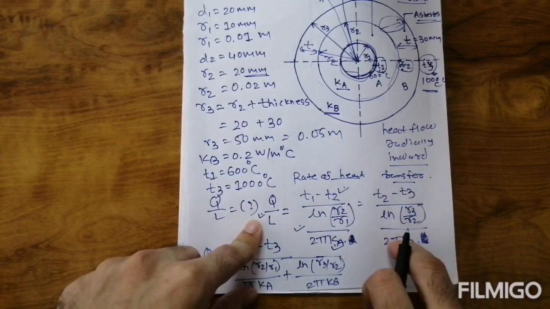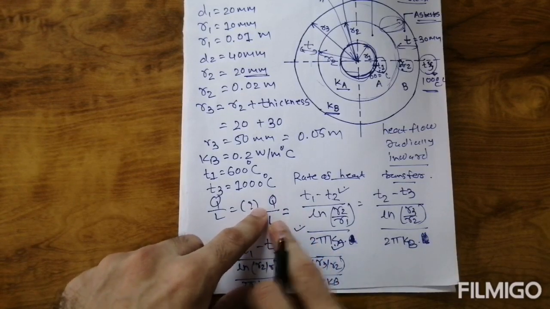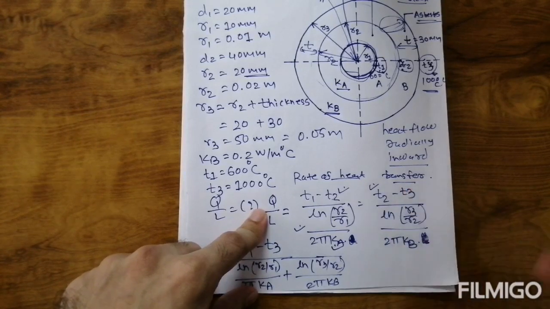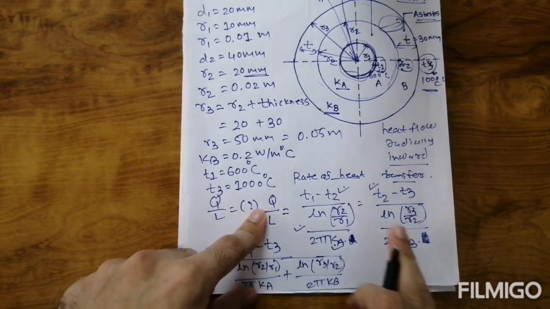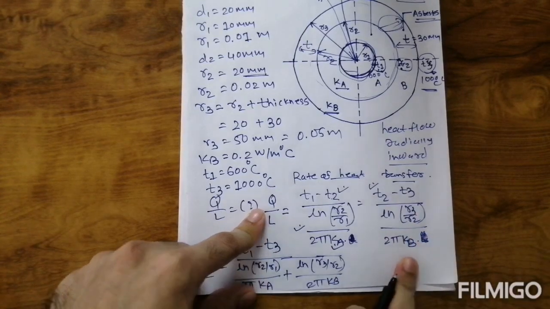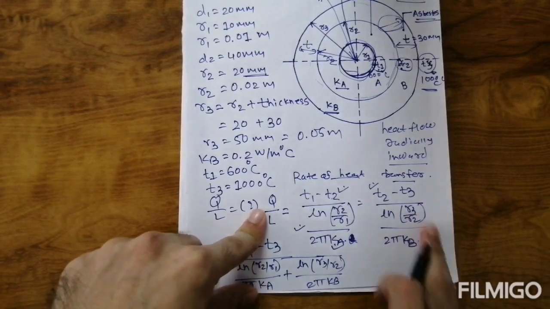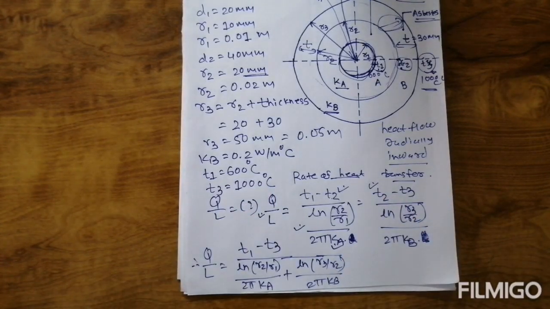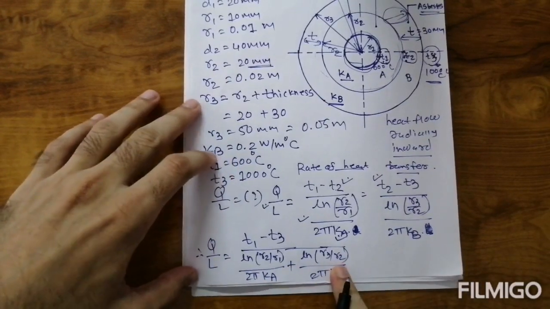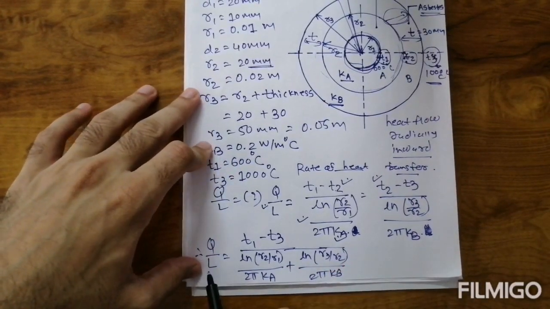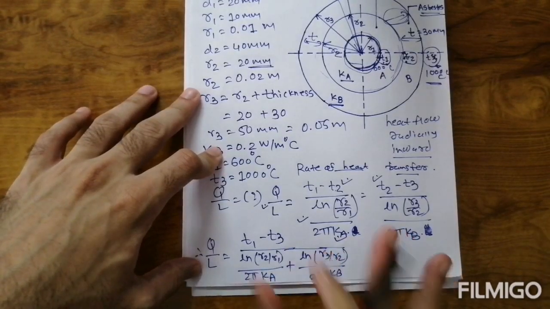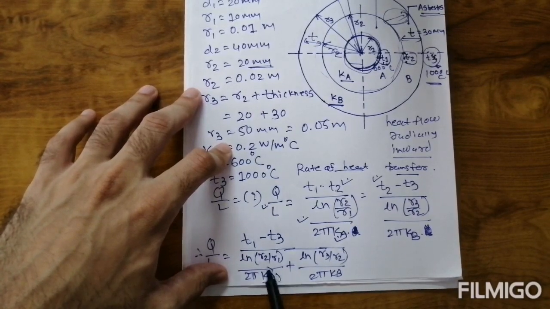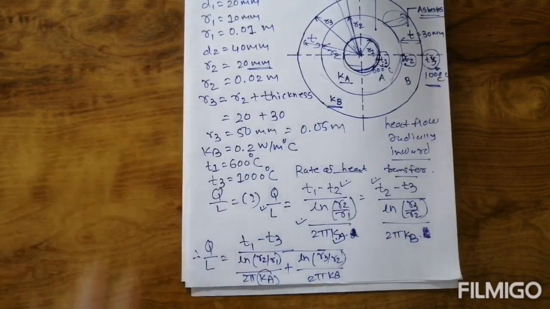Now another equation will be considered. Q by L is unknown, T2 is not given, T3 is given, then ln R3 by R2 over 2 pi Kb. Each and every parameter is given, but T2 and Q by L are unknown. The last equation will be considered now. Q by L is unknown, T1 and T3 are there, ln R2 by R1 is there, 2 pi K is there, A is not given, and ln R3 by R2 over 2 pi Kb is there.